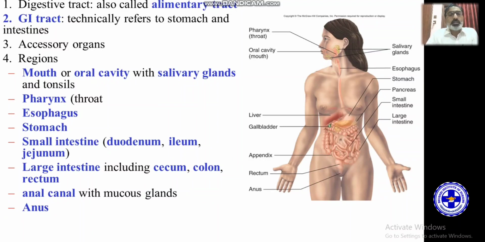And then if we talk about regions, the regions start from the mouth or oral cavity with the salivary glands and tonsils. Then the throat, also called the pharynx. Then after the pharynx, the esophagus, stomach, small intestine, large intestine, which includes cecum, colon, rectum, and anal canal, and anus. So this is all about the regions of the alimentary tract.